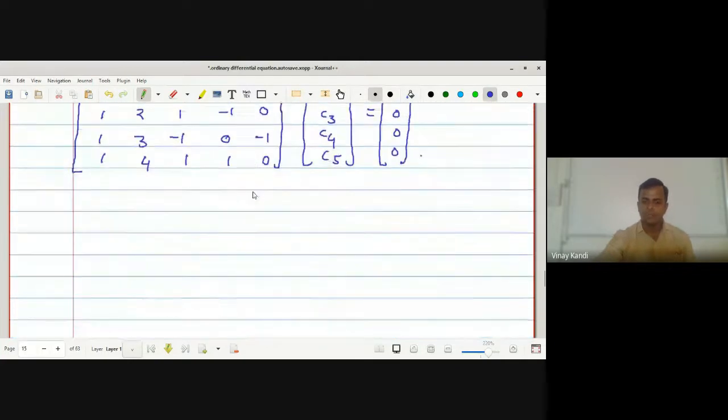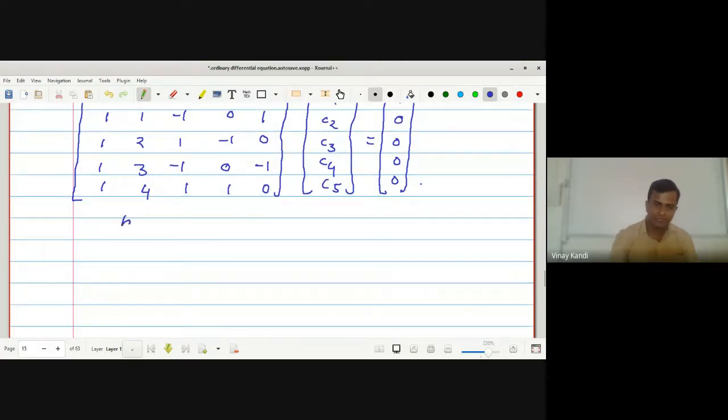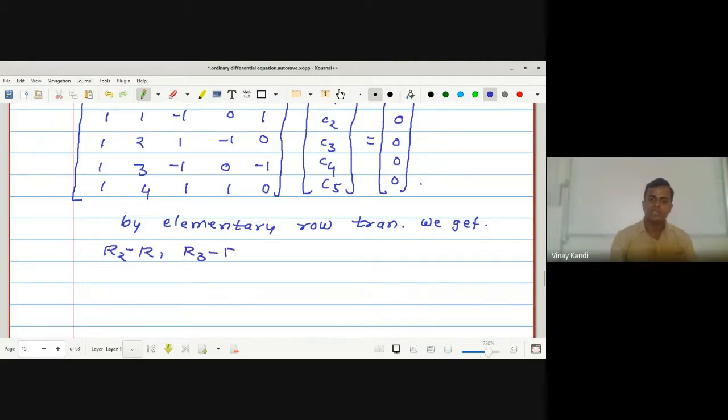Now by elementary row transformations we have to bring this to echelon form. How to get the echelon form? By elementary row transformations we get: first transformation is R2 minus R1, R3 minus R1, R4 minus R1 and R5 minus R1.